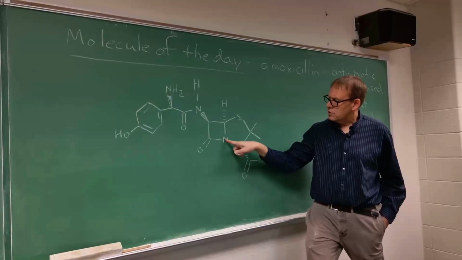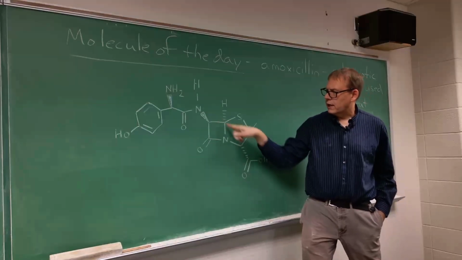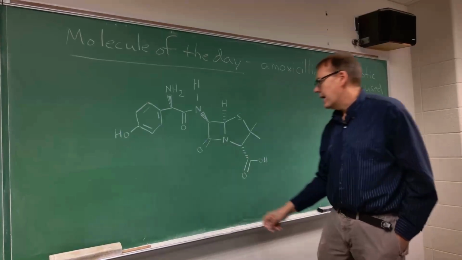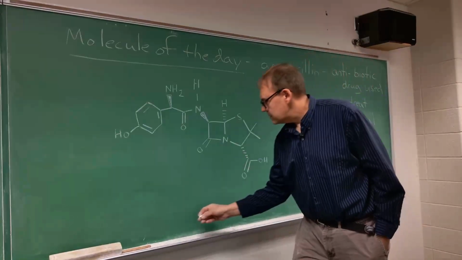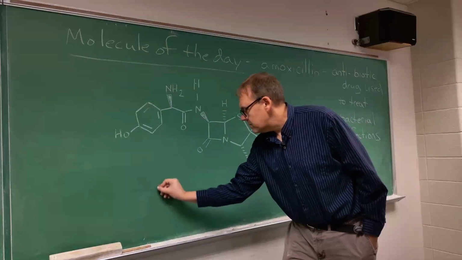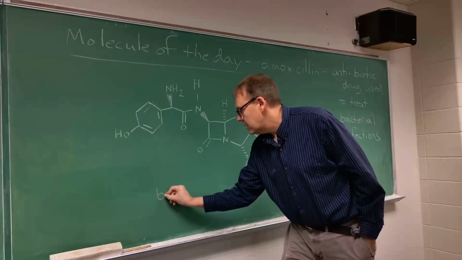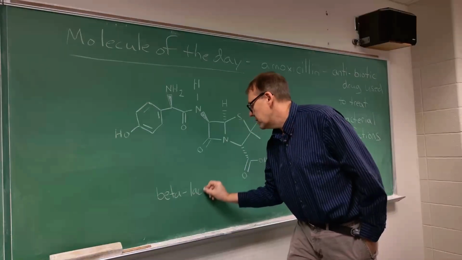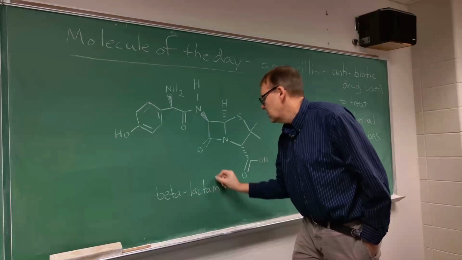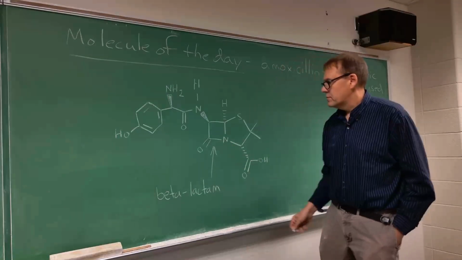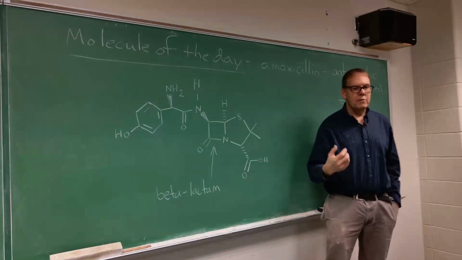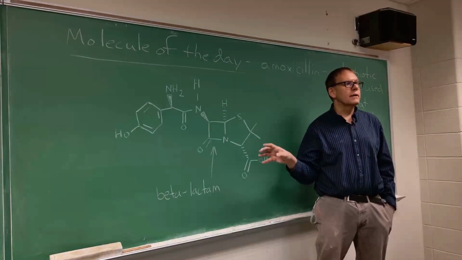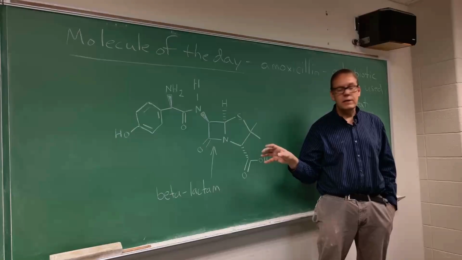This is a nitrogen bound to a carbonyl, but it's in a ring. And this is a special kind of amide that we're going to learn to call a lactam. And the thing about this antibiotic type is it's a special type called a beta-lactam because it has this functional group in it. The beta-lactam is the 4-membered ring that contains an amide within it, and that is the key to how these molecules work. They exhibit their antibacterial properties.